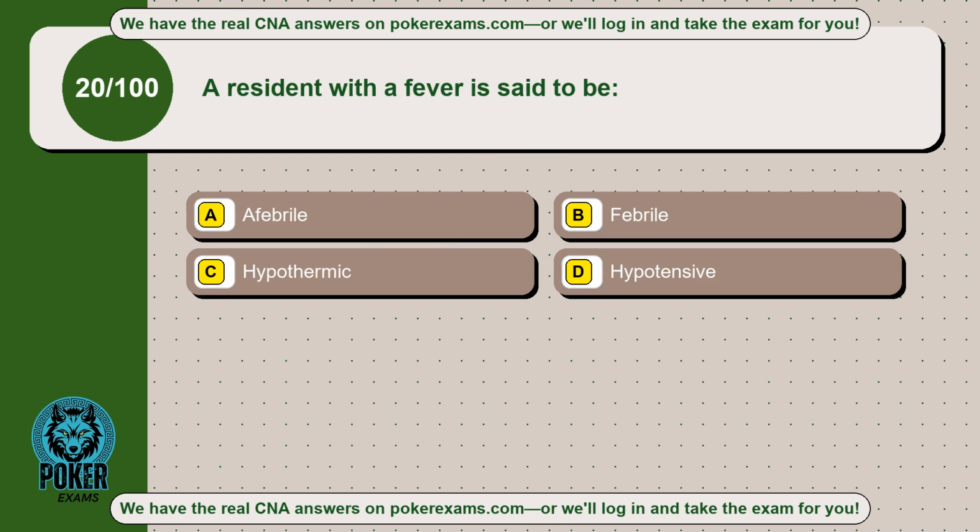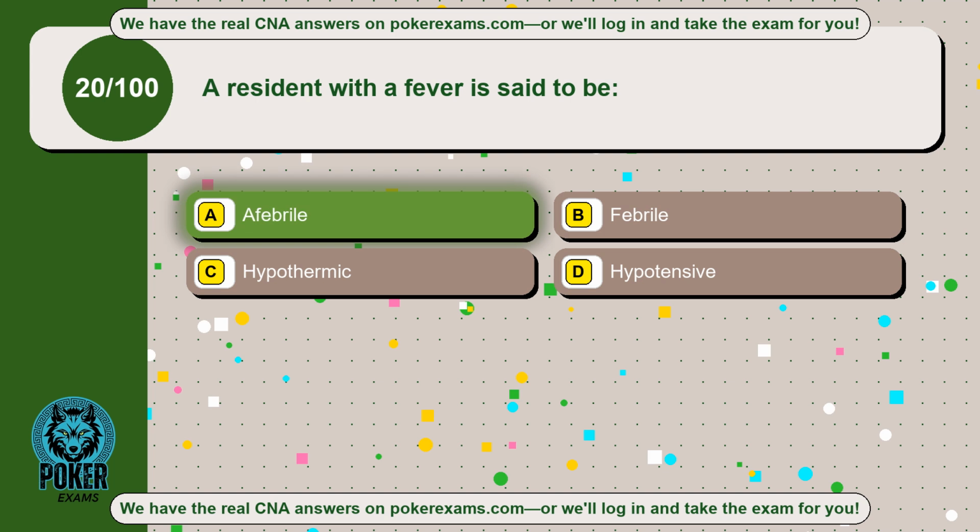Question 20. A resident with a fever is said to be: Option A. Afebrile. Option B. Febrile. Option C. Hypothermic. Option D. Hypotensive. The correct answer is option A.